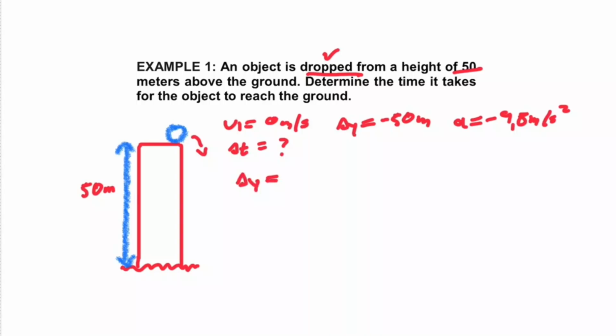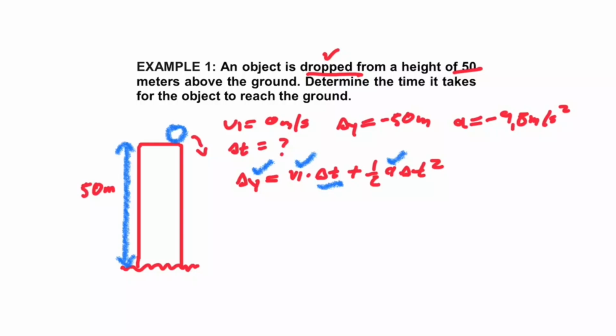Delta y is equal to Vi multiplied by delta t plus a half acceleration delta t squared. Why am I saying so? I have delta y, minus 50 meters. I have the initial velocity, which is 0. I'm interested in the time, so that is my variable. I have the acceleration, obviously, which is 9.8 meters per second squared downwards. So in this equation, I have all the information I need except for the time, which I'm interested in. So I can go ahead and use this equation.